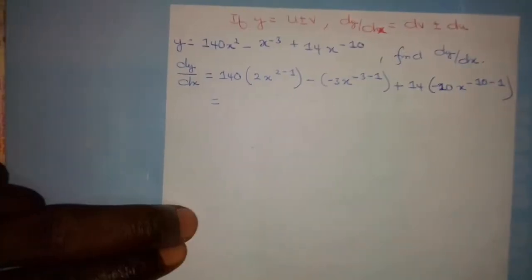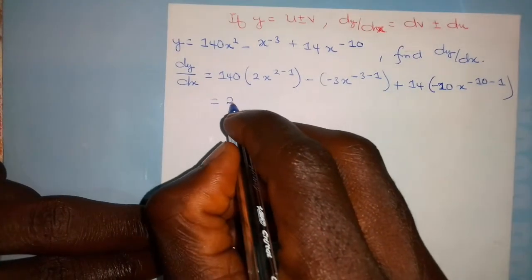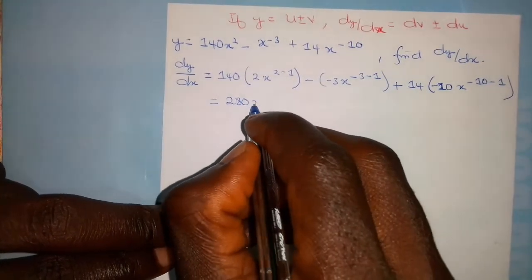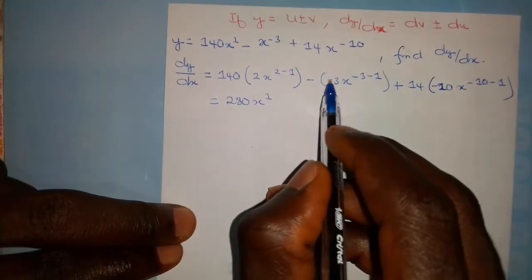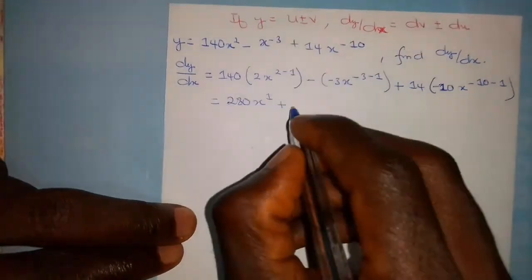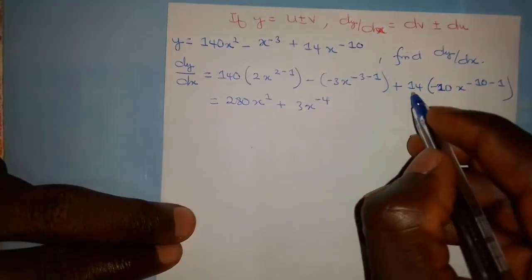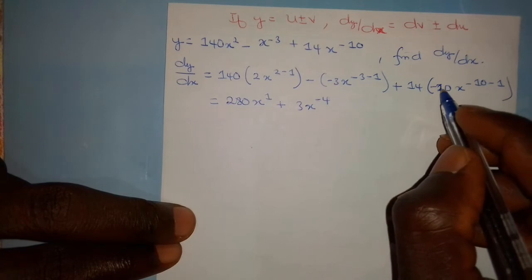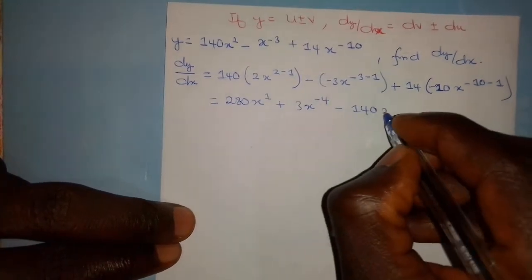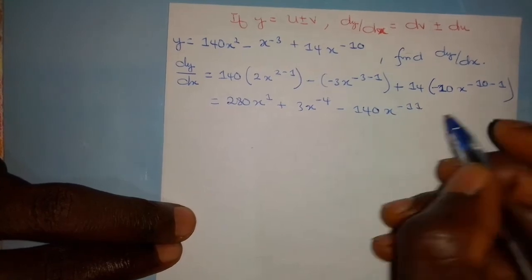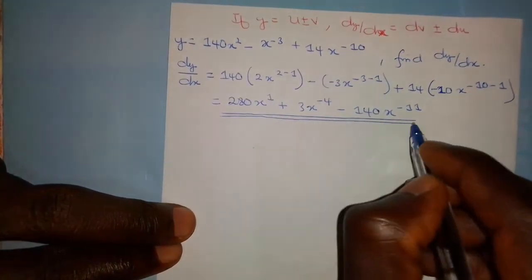So this would now be equal to 140 multiplied by 2 is 280, x raised to the power of 1. Then we have negative multiplied by negative is positive, 3x raised to the power of minus 4. Then we have plus 14 multiplied by minus 10 is minus 140, x raised to the power of minus 11. So this would be the final answer for that case you are asked there.